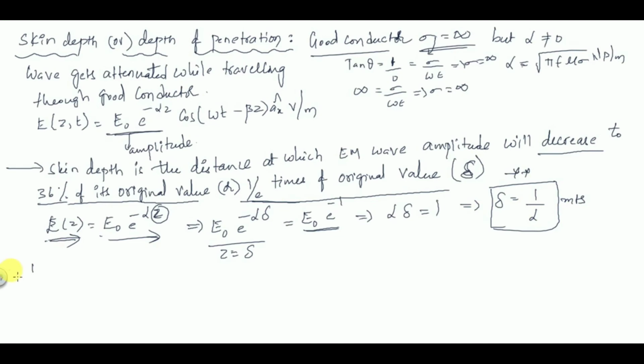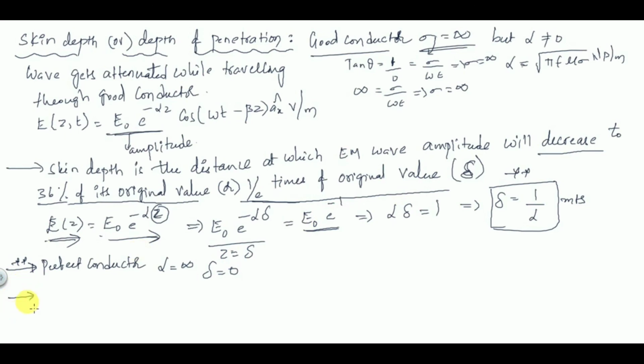Now we'll take different cases. First case, perfect conductor. For a perfect conductor, what is the alpha value? Alpha is equal to infinity. A perfect conductor means the wave cannot propagate through it. High attenuation, so the wave cannot even travel through the perfect conductor. So alpha is equal to infinity and skin depth is equal to 0. That means you will get 1 by e of the original value right at the start only.